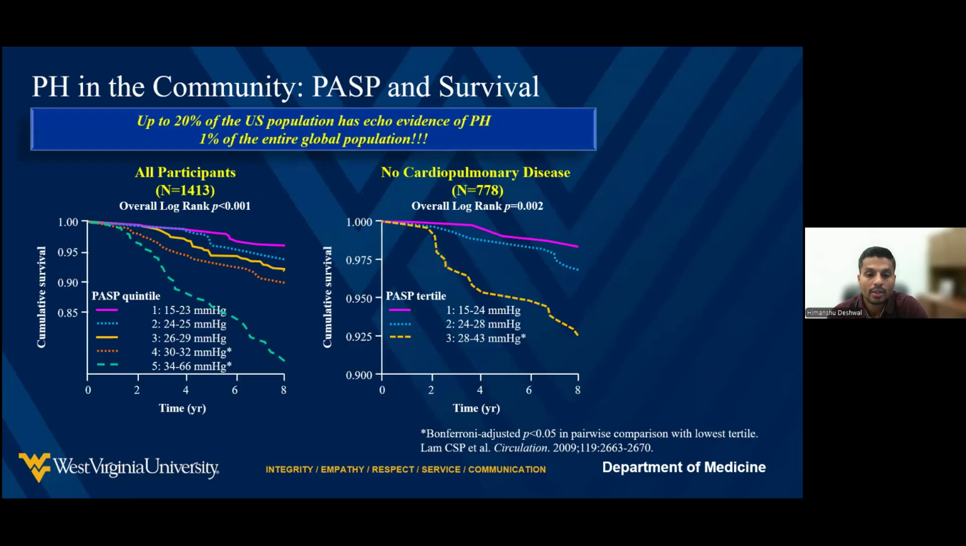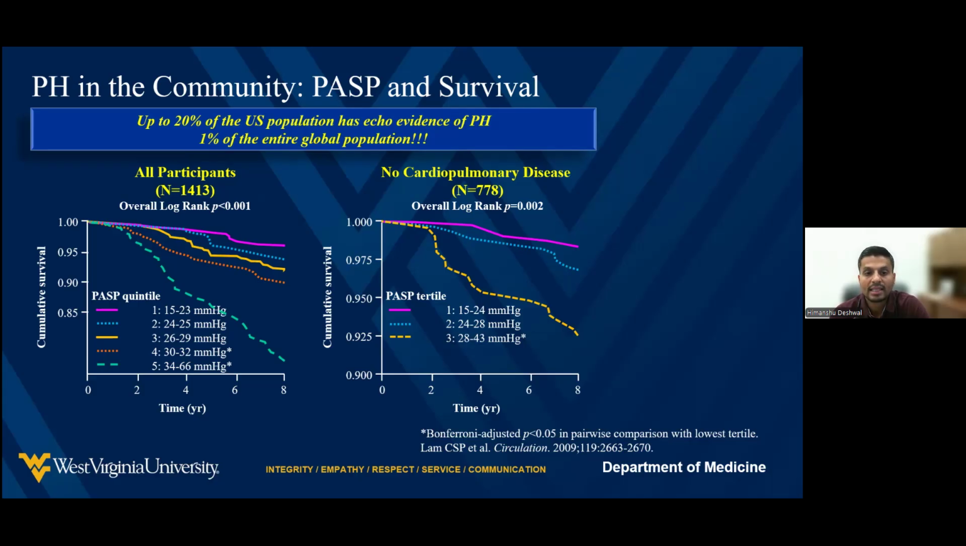There were some studies, especially in the VA population, that looked at this, and they found that 20% of the US population has echo evidence of pulmonary hypertension. Now, it doesn't mean that all of them have group 1 pulmonary arterial hypertension where the vessels are damaged. It's some sort of pulmonary hypertension, and we're going to talk about what those some sorts are. When they divided them into tertiles based on how high the pressures were, you can see that the patients who had higher pressure, say 34 to 66, had worse mortality compared to patients that had lower pressures.